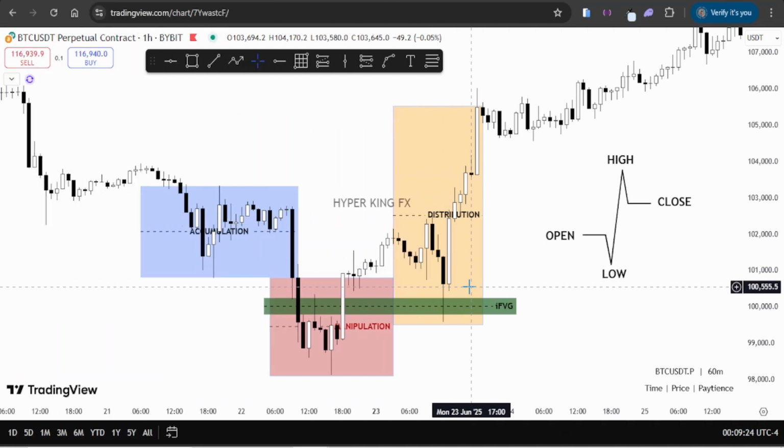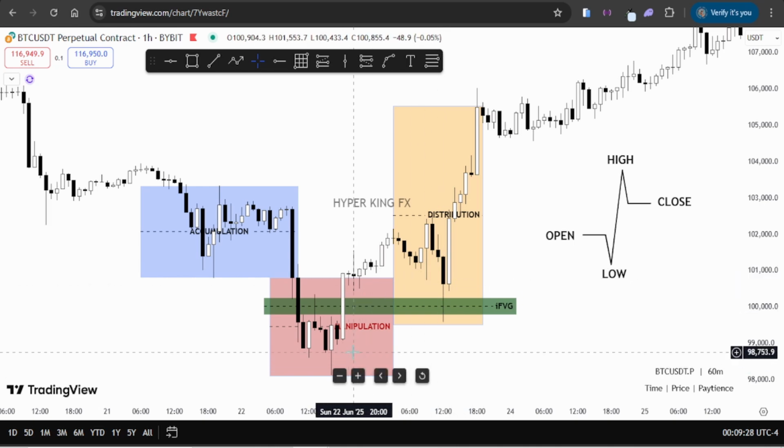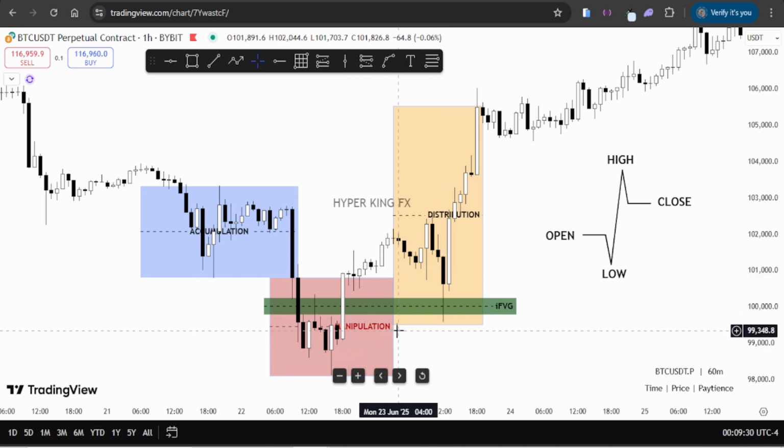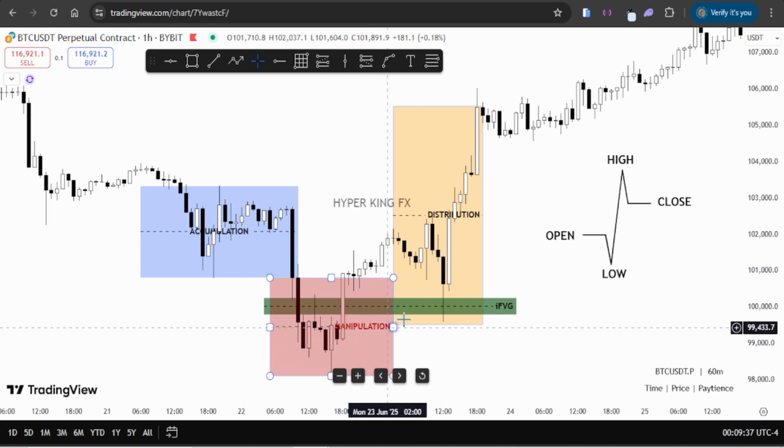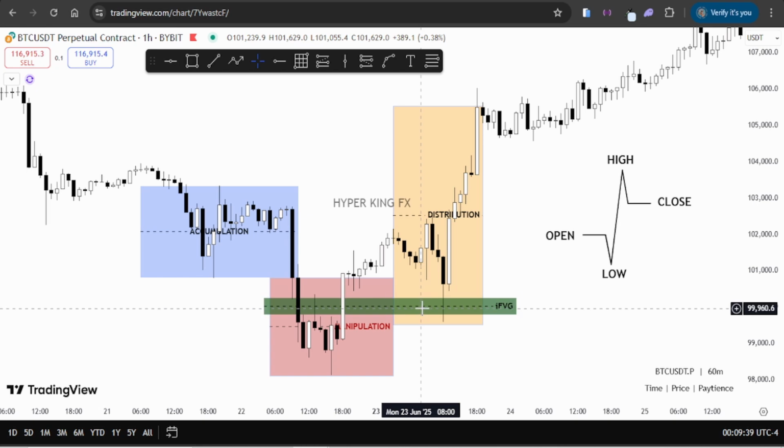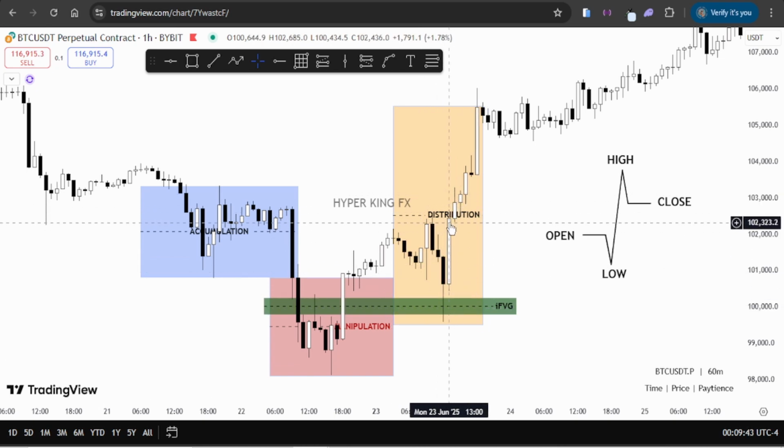Distribution. After they have built their positions and trapped traders in the manipulation phase, they offload into that false move. That is, they offload in this manipulation move. Now, price tends to move in the opposite direction, and the distribution phase is the real move. This entire AMD cycle plays out every day across all time frames. If you are day trading, this is the heartbeat of the market.